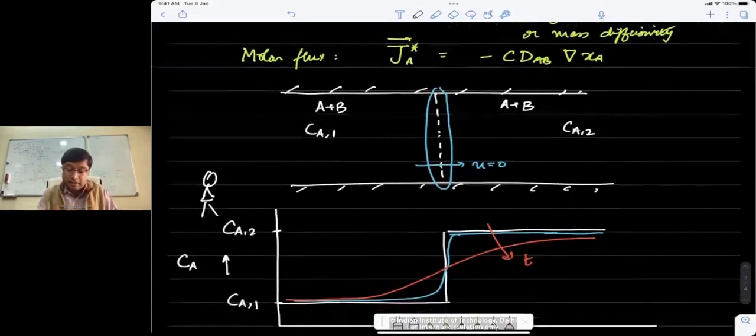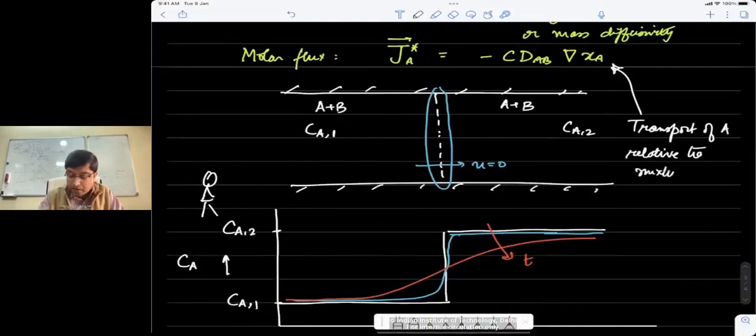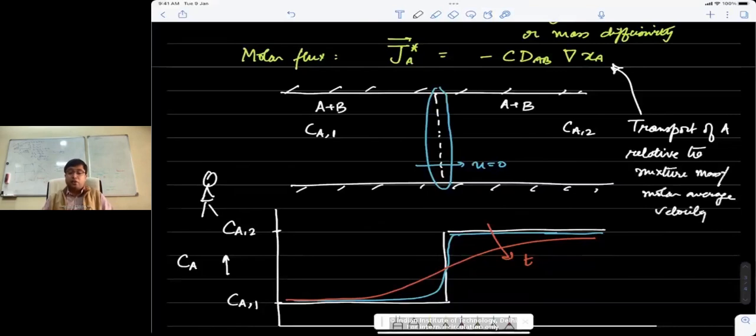So Fick's law that I've written here, now let me say this very clearly. This is written when you are dealing with transport of A, which is relative to the mixture mass, or let me say molar average velocity. If you were moving with the mixture average velocity, then you would see this diffusion, or you can observe this clearly. But if you're standing as an observer somewhere, then this is not the flux, because the whole mixture is also moving with some velocity.